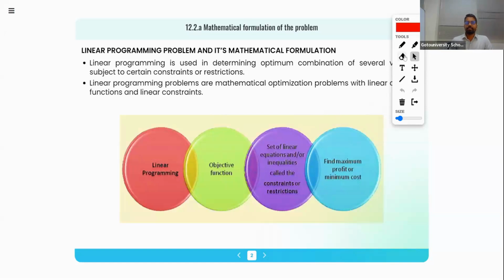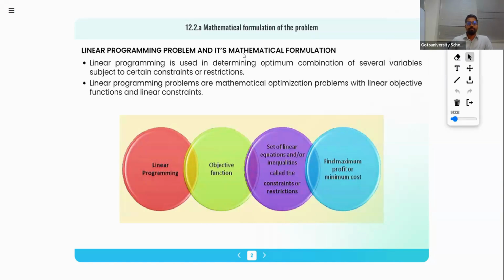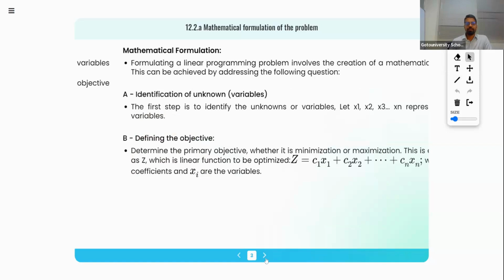So the diagram says clearly there is a linear programming problem which has an objective function and a set of linear equations or inequalities called constraints and restrictions. Finally, we get the maximum profit or cost. So when all this is combined, that becomes a linear programming problem. Okay, so let's see further what we have.